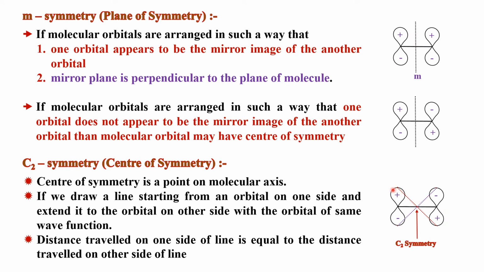This orbital has a positive wave function. This orbital has a positive wave function. If we draw a line from this point to this point, we travel the same distance, but the wave function of the orbital is negative. So the center of symmetry will not exist here. Center of symmetry will exist only if we reach the same wave function lobe.